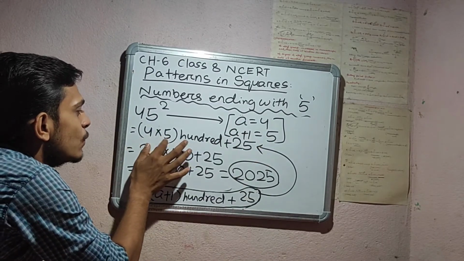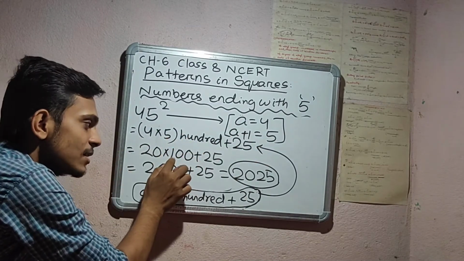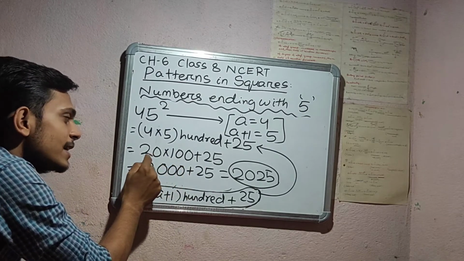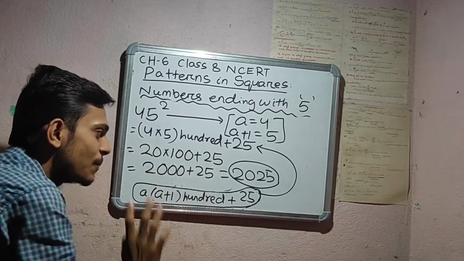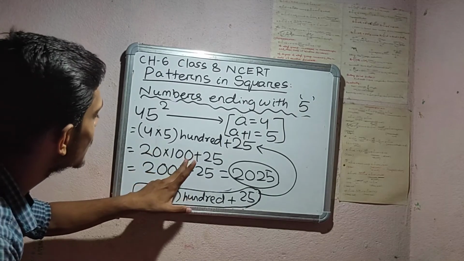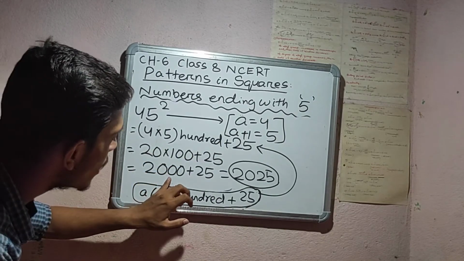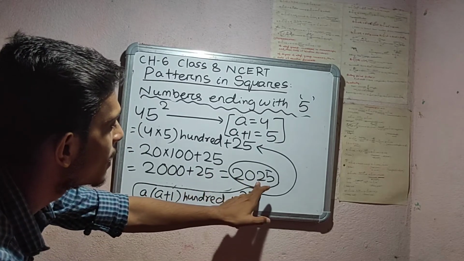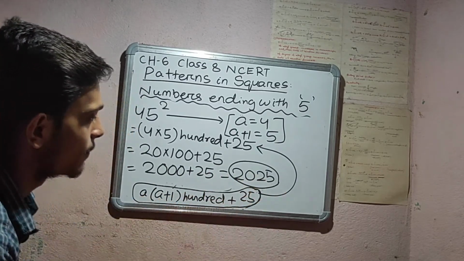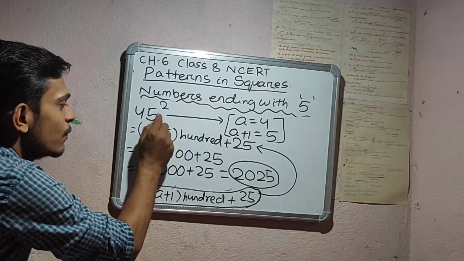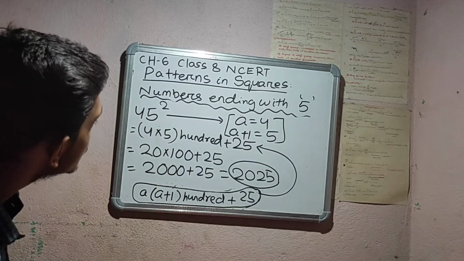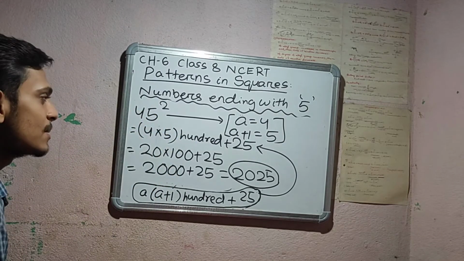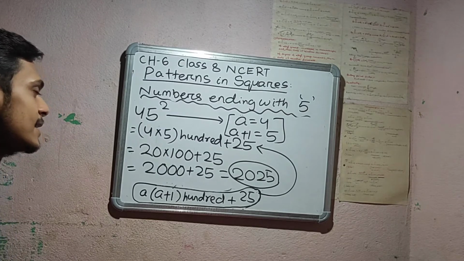So 4 fives are 20. 100 means 100 is multiplied. So 20 is multiplied with 100 plus 25. 20 multiplied with 100 is very simple, that is 2000 plus 25. So it gives 2025. So this is the square of the number 45. In this way, you can find the squares of numbers ending with digit 5.